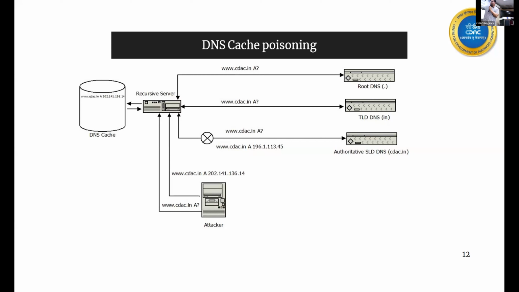Now, what is happening? This recursive server will try to look this up. Suppose it is not in the cache, the cache is empty, or this entry is not there in the cache. This recursive server will query the root first, as we have seen earlier. Then it will contact in, and then cdac.in, and so on. But meanwhile, what will this attacker do? The attacker will reply to this DNS server saying that I am the authoritative DNS server for cdac.in, and this is your reply. So this recursive server will get that reply and cache it. The fake reply will be cached onto its cache.